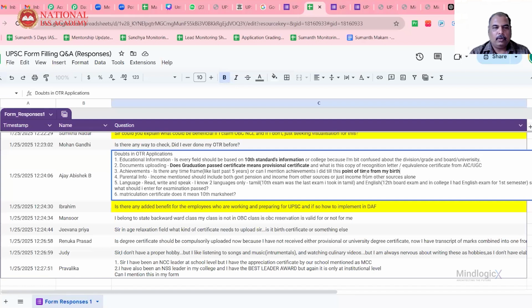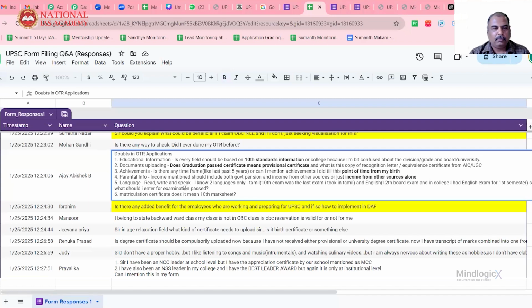Since you put government pension, I take it that your parents are government employees. If they are government employees, their income from pension and salary will not be taken into consideration. Only the income from other sources will be taken into consideration. It's income from other sources alone, for government employees, right?